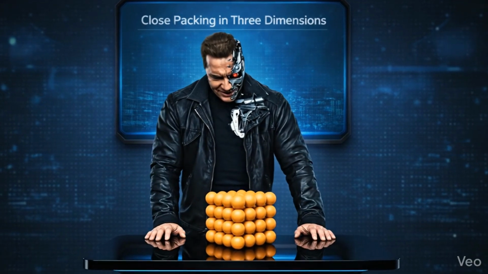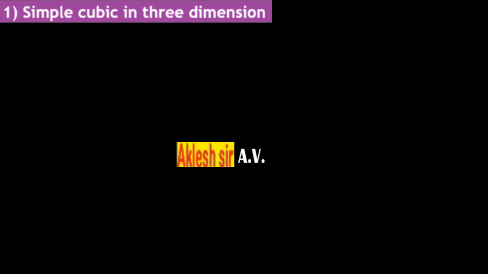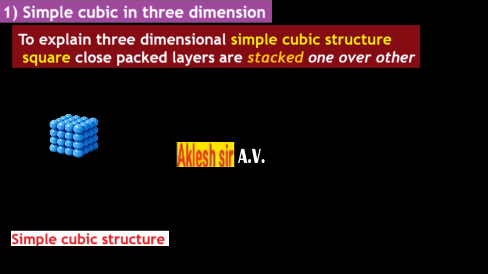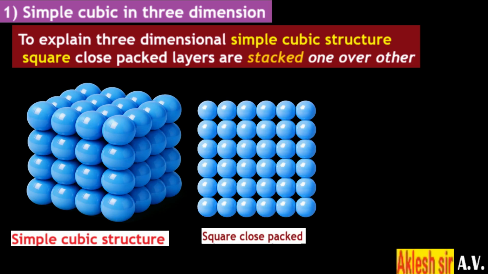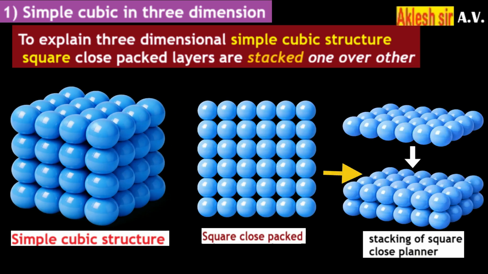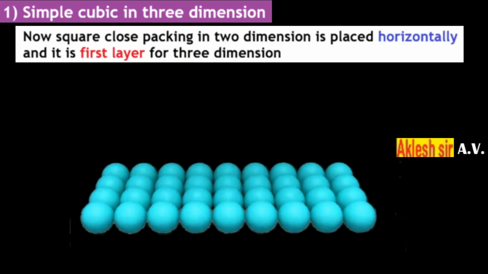Today we examine close packing in 3 dimensions. Simple cubic structure in 3 dimension. To explain the 3-dimensional simple cubic structure, square close-packed layers are stacked one over other. Now square close packing in 2 dimension is placed horizontally, and it is the first layer for 3 dimension.